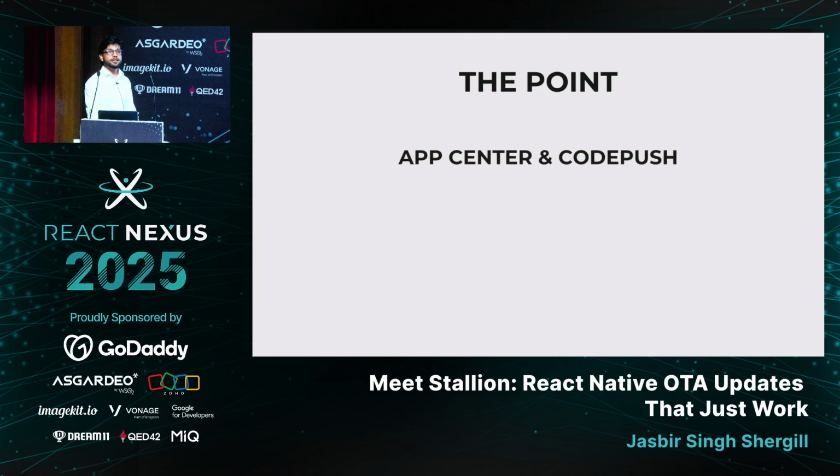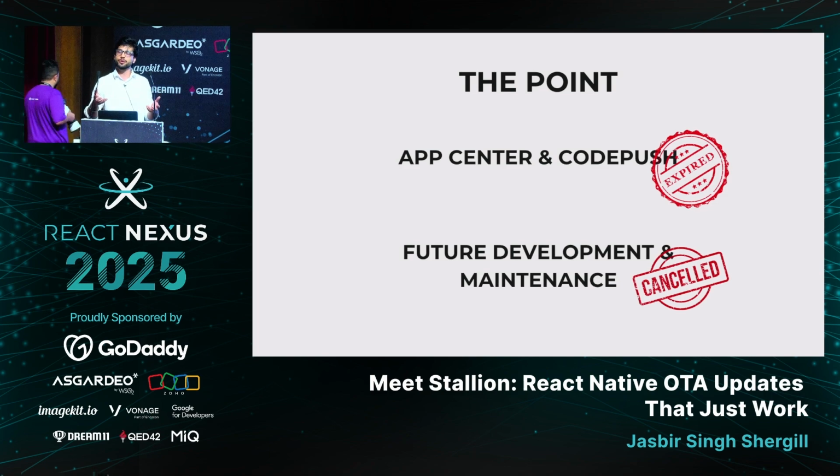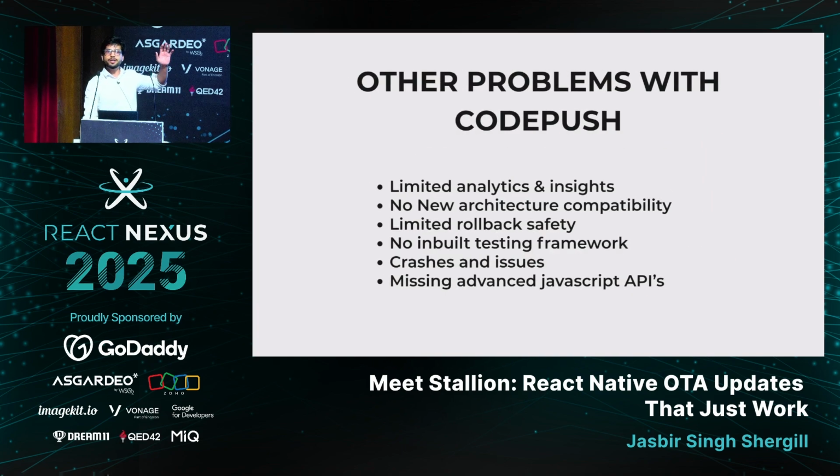The point here is that App Center and CodePush is dead, expired. All future development on the CodePush SDK has been stopped, cancelled. So what does that mean for you and me? It means that you are stepping into the future with a technology that isn't evolving with time, and that can be problematic at times. What happens if you start facing an issue with your OTA updates? Or what happens if React Native releases a new version which isn't compatible with CodePush? You'll start facing these problems.